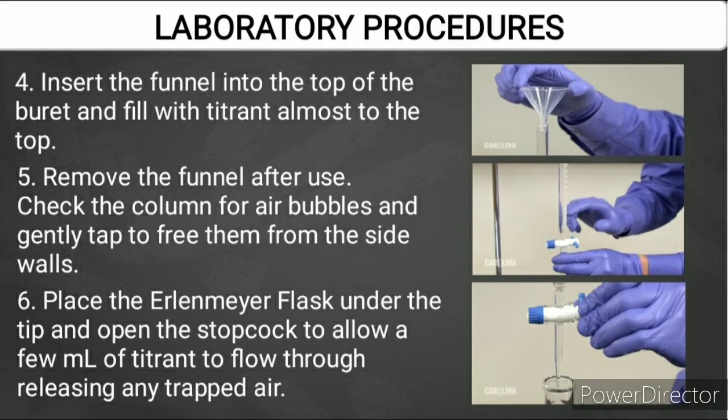Check the column for air bubbles and gently tap to free them from the side walls. Procedure number 6. Place the Erlenmeyer flask under the tip of the burette and open the stopcock to allow a few milliliters of titrant to flow through, releasing any trapped air.